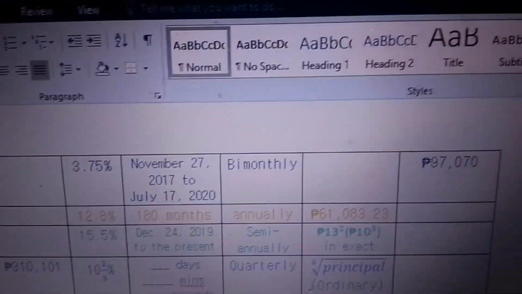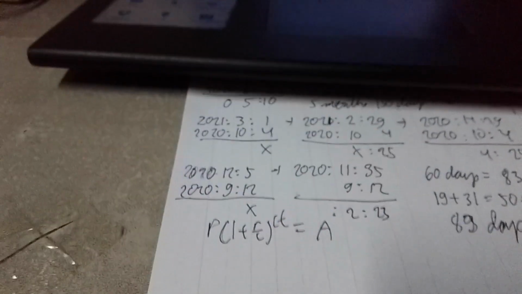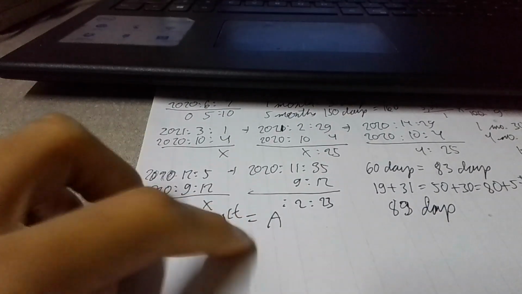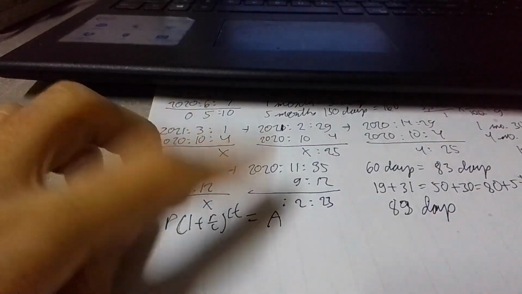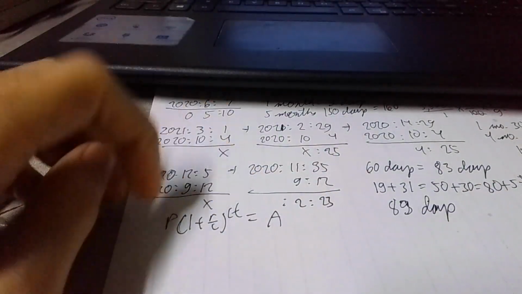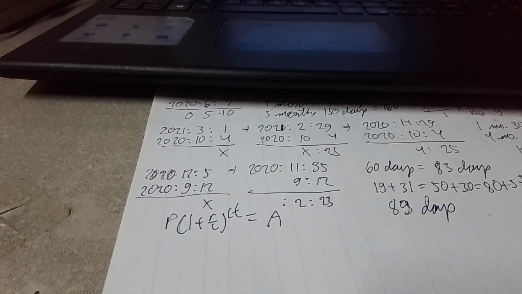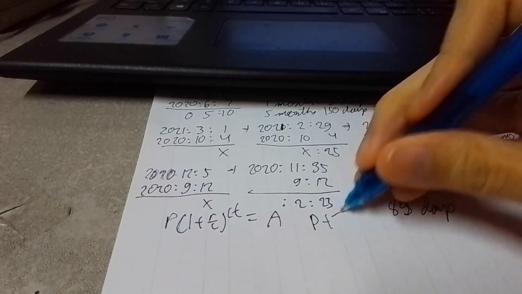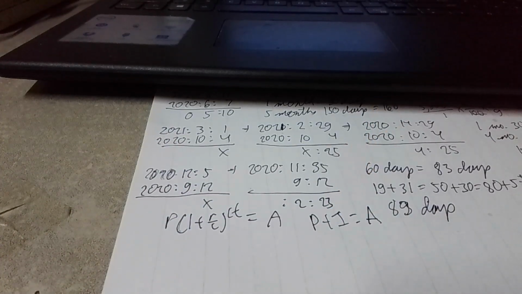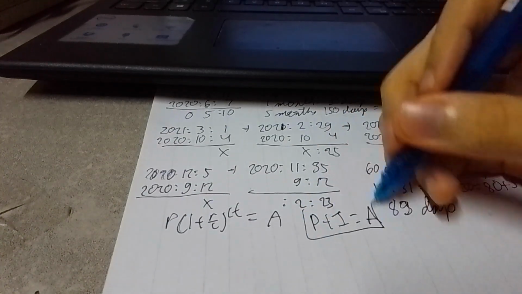Let's look at P plus I first. P times (1 plus R divided by C) raised to the CT power gives you A. Remember what that means: P plus I equals A. That's the second formula. So these are the two formulas.